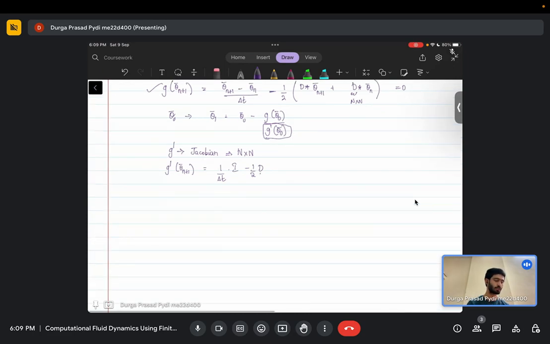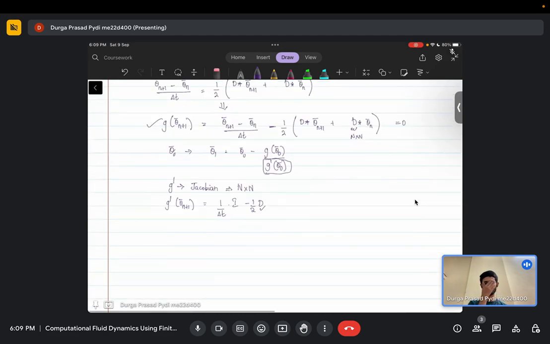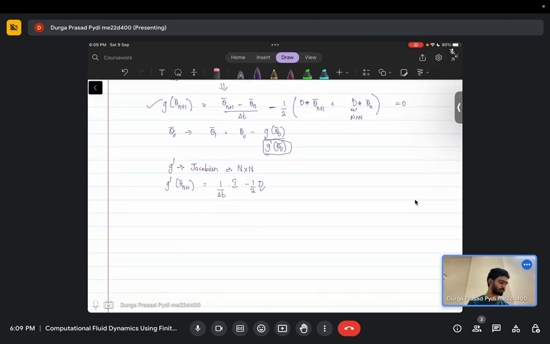You already know the value of D. D is essentially your coefficients a P, a east and a west arranged in this particular fashion, and I is an identity matrix. So from there you will get the value of the Jacobian. Once you get the Jacobian, I am denoting it with J. J times delta theta bar will be minus g of theta bar.